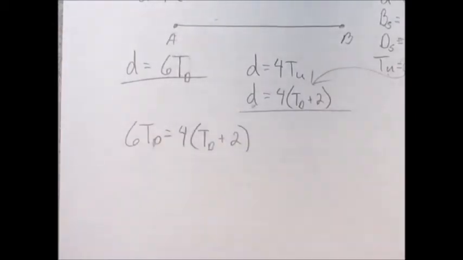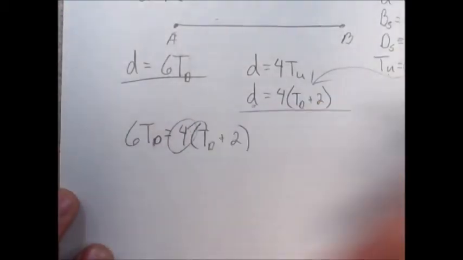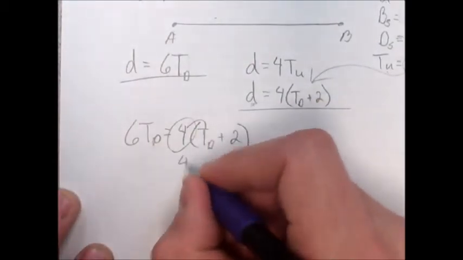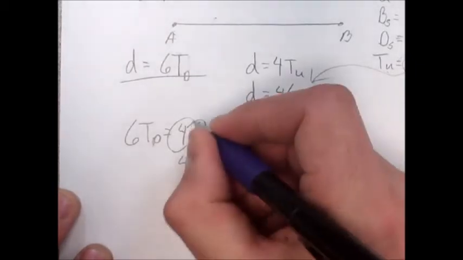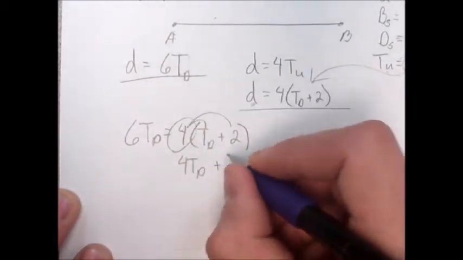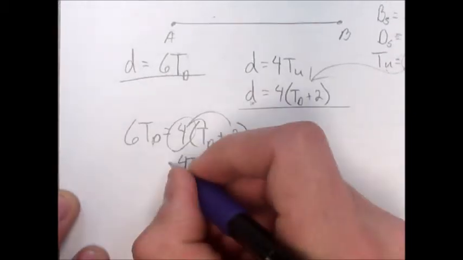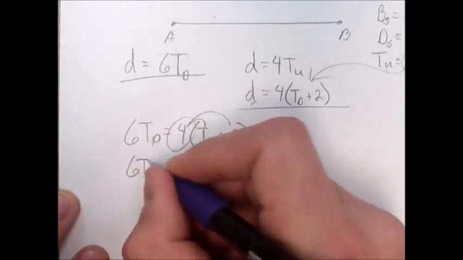Again, you don't have to use my variables. They might be confusing to you. You can use x and y. I don't care. Okay, distribute out my 4. So I have 4 t sub d. And distribute out my 4 to the 2, and I get 8. And I didn't do anything on the left, so I'm just copying that down.